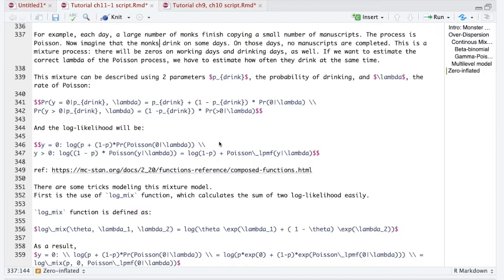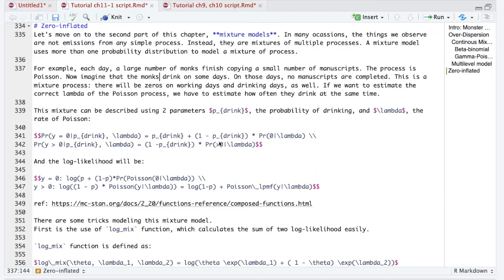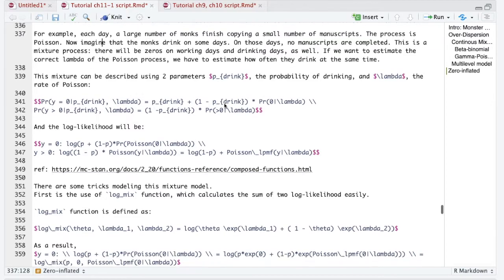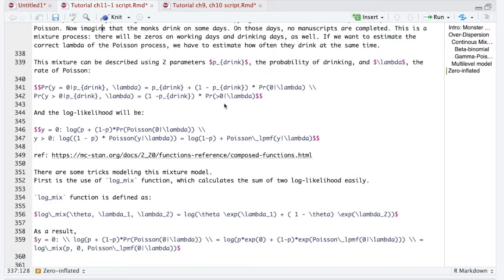The data we use in the mixture model is simulated, or fake, data. But let me explain the simulation process first. Imagine there is a large number of monks copying a small number of manuscripts every day, and this copying process is a Poisson process. But just like us, monks drink on some days. On those days, no manuscripts are completed. So this is a mixture process. There will be zeros on working days and drinking days.